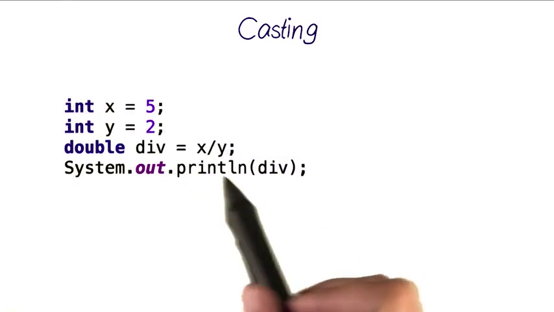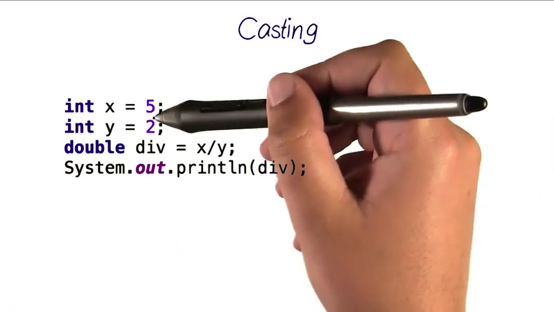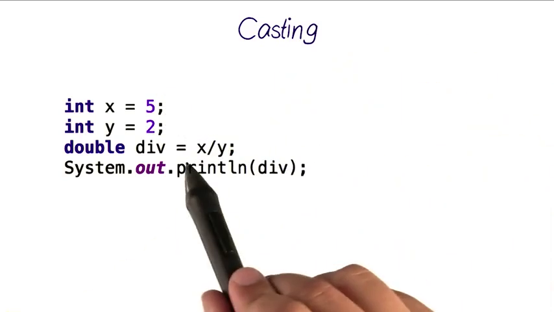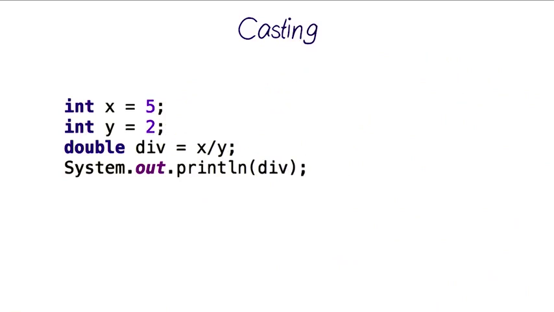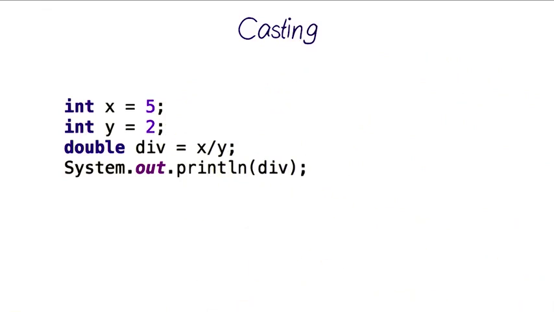Imagine we had this division where we're dividing the variables x and y. They are both declared as integers up here. So how do we force this division to calculate the accurate fractional answer? Remember that dividing two integers would itself result in an integer value. So if we print out this value of div here, it would just give us 2 instead of 2.5.